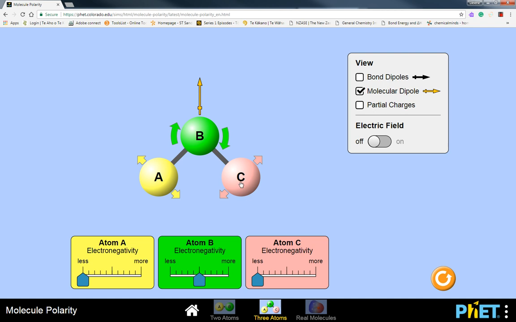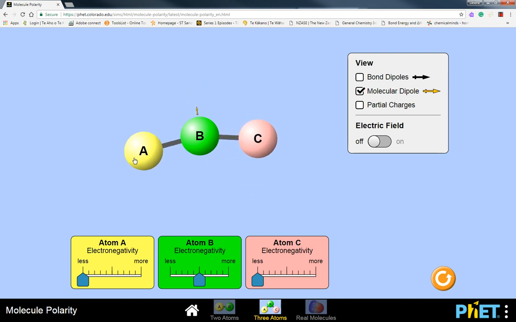Now with the 3 atoms, you can move this around. So if I make these equal and opposite each other, notice what happens to the molecular dipole. It disappears. And that's because if I look at my bond dipoles, they are equal and opposite to each other. They are both going in opposite directions, so the bond dipoles will cancel each other out. And so I don't have a molecular dipole.